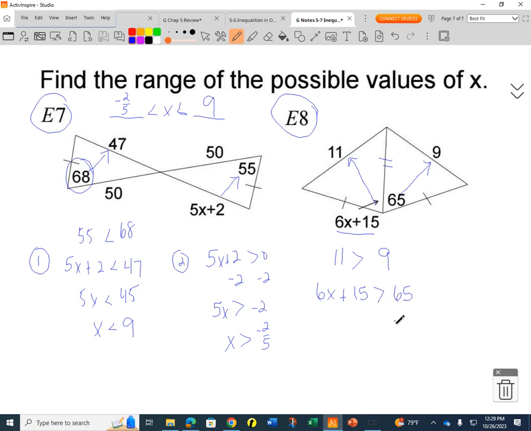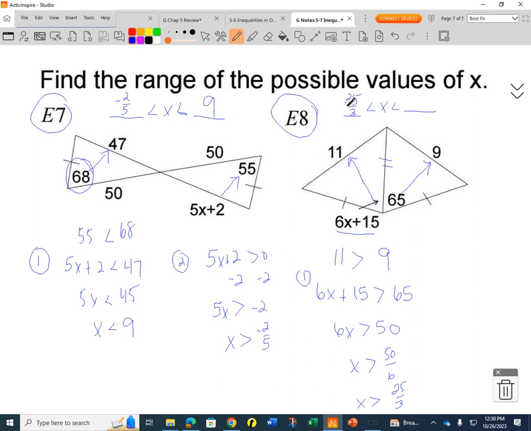So that's our first inequality. Subtract 15 from both sides. 6x is greater than 50. Divide both sides by 6. And x is greater than 8.3, repeating. You could also leave it as an improper fraction, x is greater than 25 thirds. I probably prefer that you did that, but I'll take it either way. So if it's greater than, it goes in this first spot. X is greater than 25 thirds.